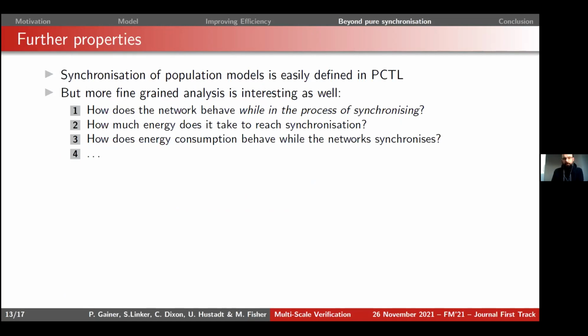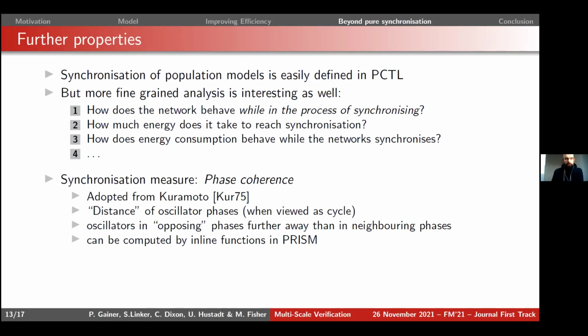And actually, for applications, it's very, very important how much energy it actually takes to reach a synchronized state. So for the first of these questions, we introduced something that we call phase coherence, which is adopted from a model taken from traditional literature on pulse-coupled oscillators. And what it intuitively does is compare the distance of the different phases.